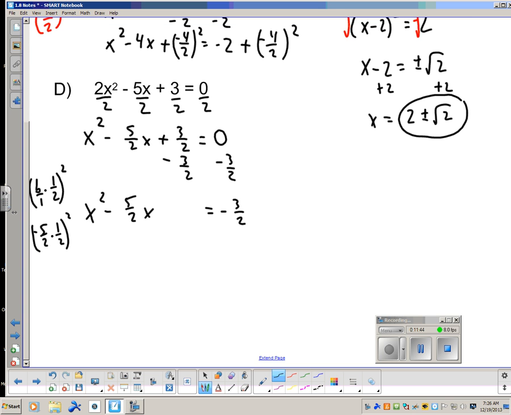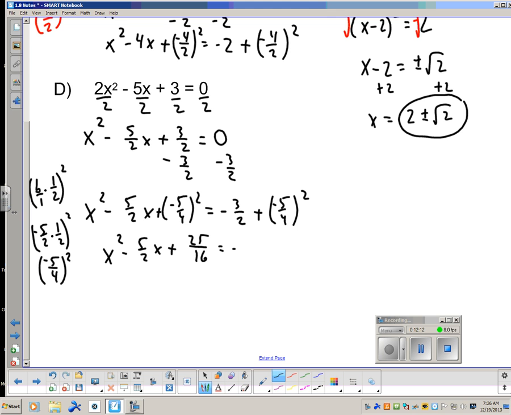Well, if I do that, negative 5 halves times 1/2 there gives me a negative 5 fourths. So I'm really taking a negative 5 fourths and squaring and adding to both sides. So let's clean that up. We get x squared minus 5 halves x plus, squaring negative 5 there is 25, squaring 4 there is 16. So negative 3 halves plus 25 sixteenths.